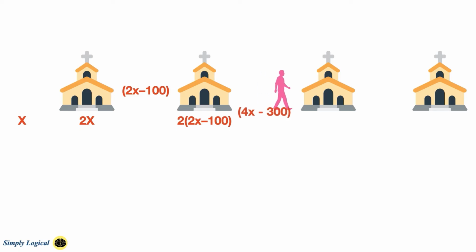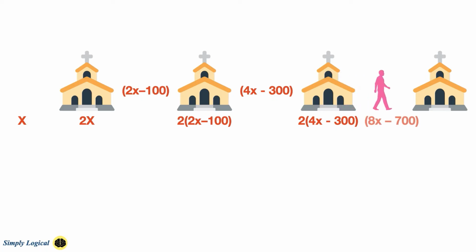In the third church, as soon as he enters the church, his money is doubled to 2 times (4x minus 300). 4x minus 300 is the money left before visiting the third church. On his way out, he donates another $100 and he is left with 8x minus $700.